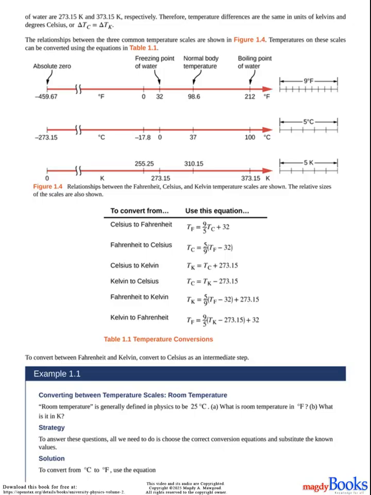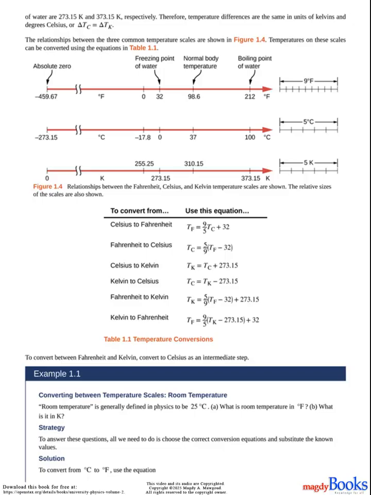2. Celsius scale. Absolute zero equals negative 273.15. 0 Fahrenheit equals negative 17.8 degrees Celsius. Freezing point of water equals 0. Normal body temperature equals 37. Boiling point of water equals 100.5 degrees Celsius.